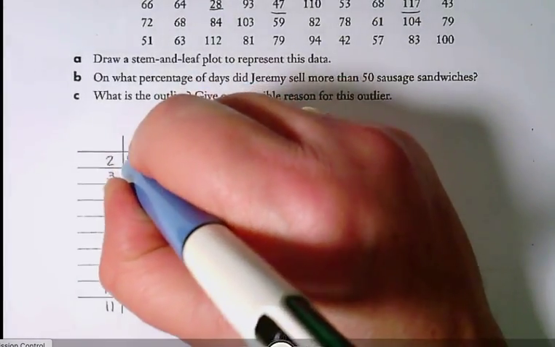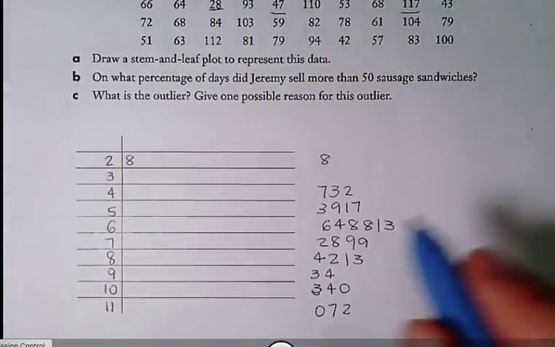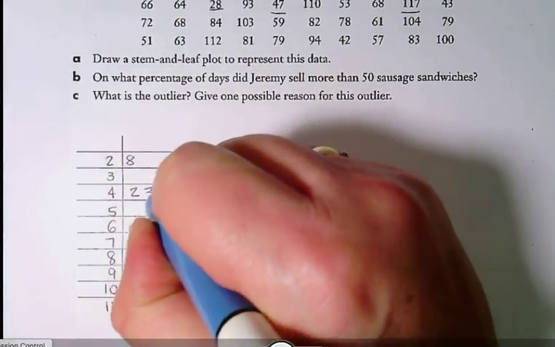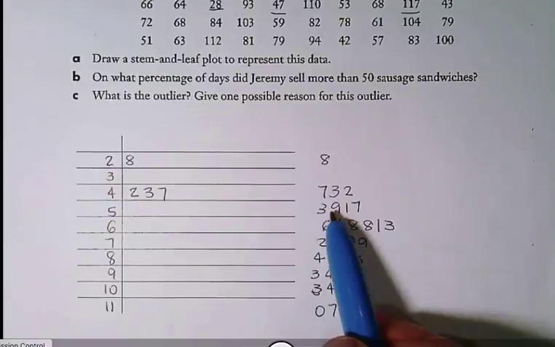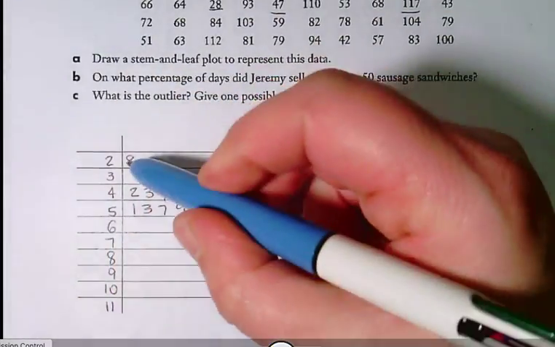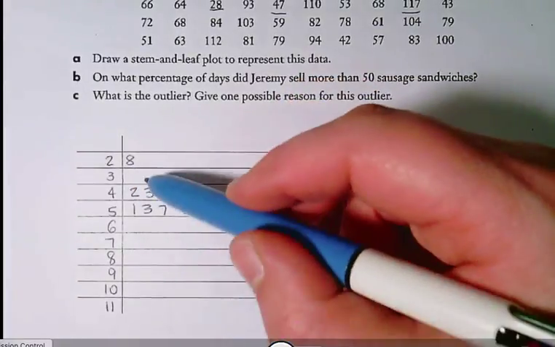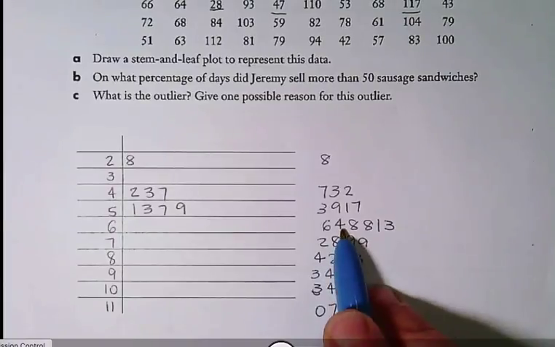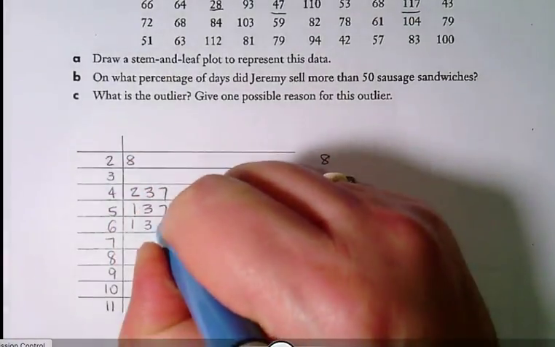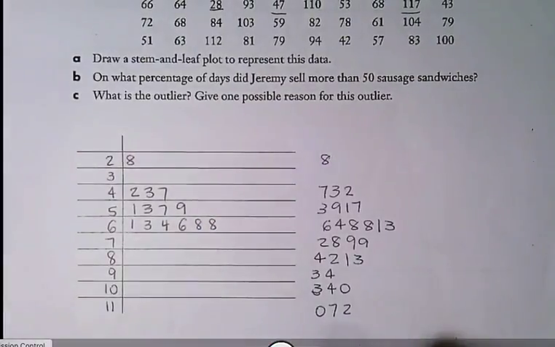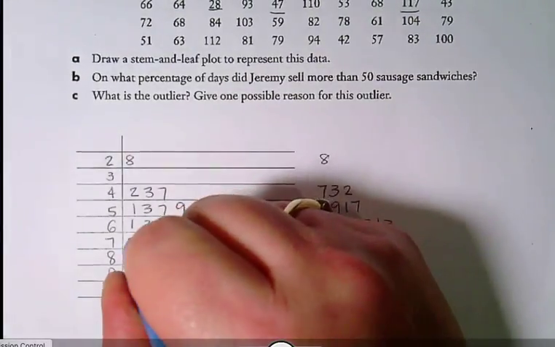So 28, there are no 30s, so we don't put a 0, we just don't put anything there. Then we've got 2, 3, 7, that's the order here. Then the order here is 1, 3, 7, 9. Now notice I'm trying to put all these first digits under each other, then the second digits all under each other, etc. Then I've got 1, 3, 4 and I've got 6, 8, 8. And I've got 2, 8, 9, 9, they just happen to be in order.